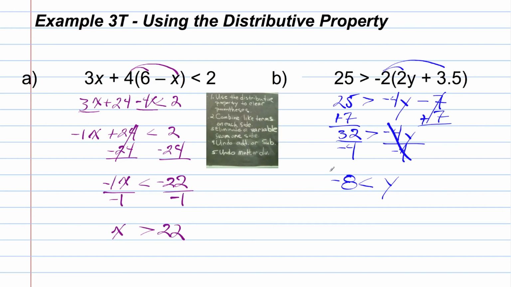Inequalities are best understood if we turn them around so that the variable's on the left. So our final answer, really, the best way to express it would be y is greater than negative 8. And when we switch sides of an inequality, we do have to turn the inequality symbol around.